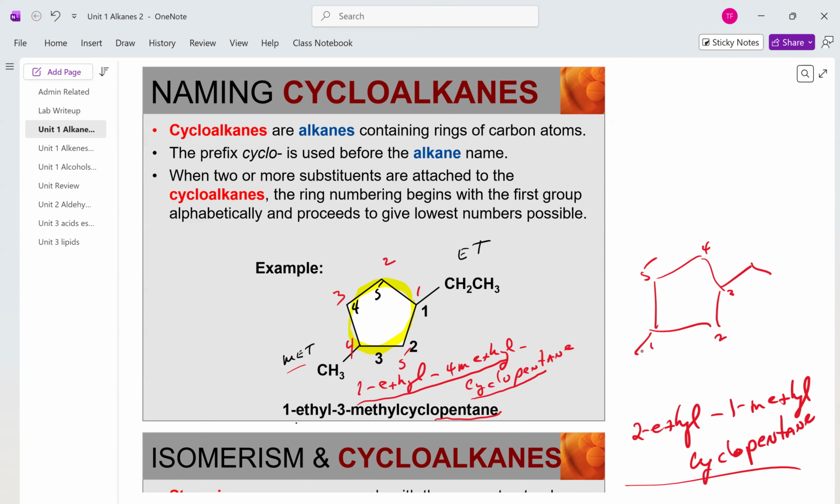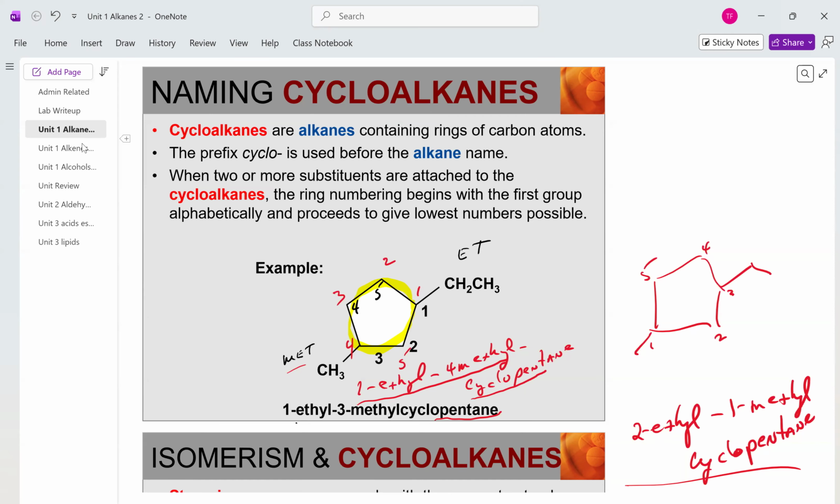That makes sense. Thank you. Now, the reason why I'm having you name stuff is so that you look at the structure, because you can't name anything unless you understand the structure. So that's why every test is going to have naming on it. And remember when we get into cyclic stuff, there's rigidity and you can have isomers, cis and trans isomers. Okay, so let's jump over to alkenes now, unless there are any other questions about alkanes.